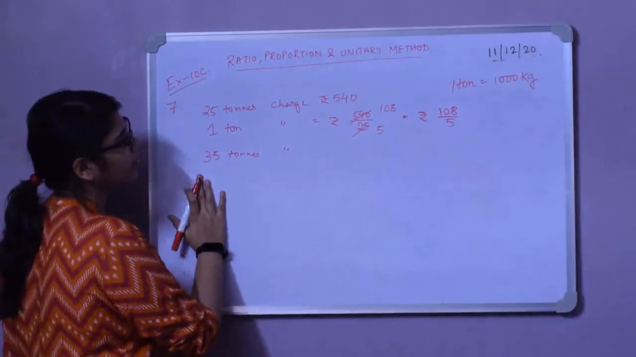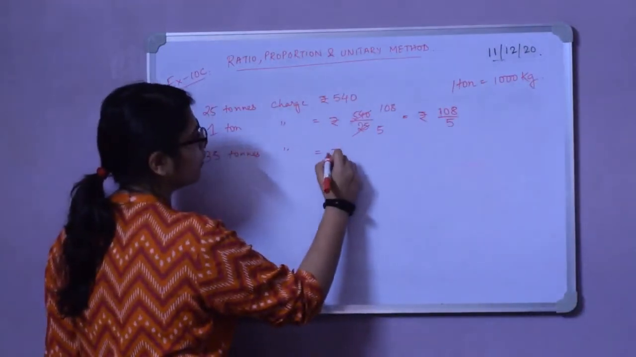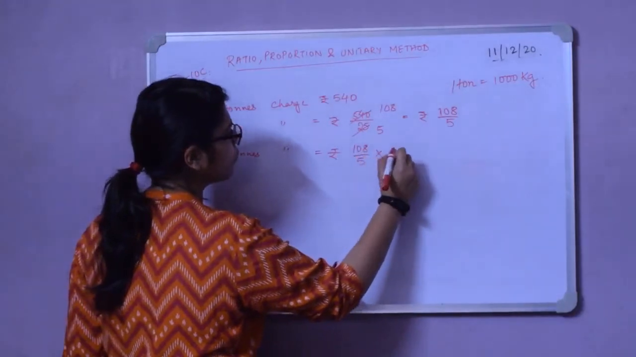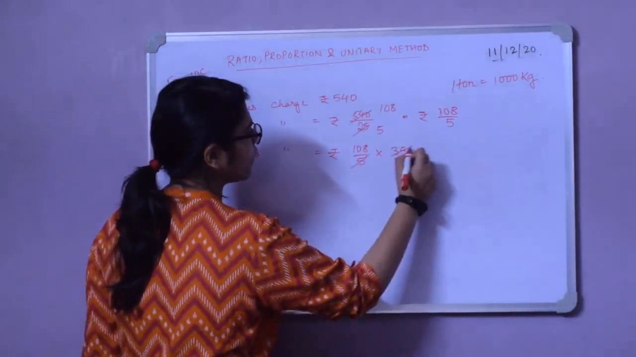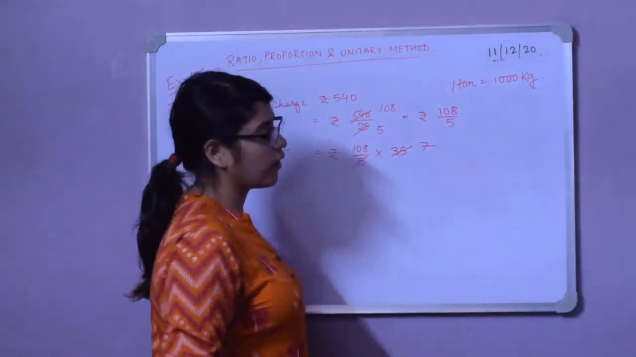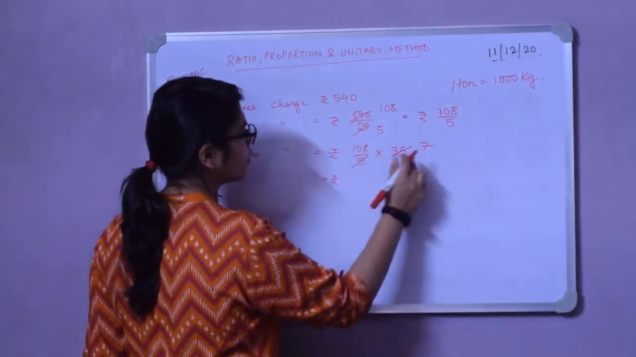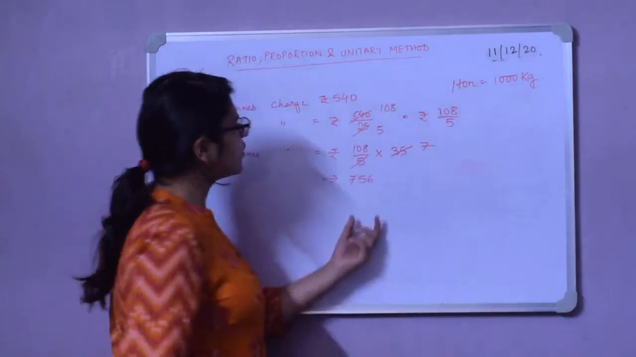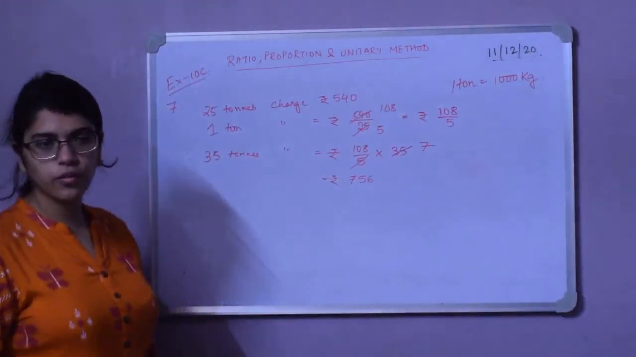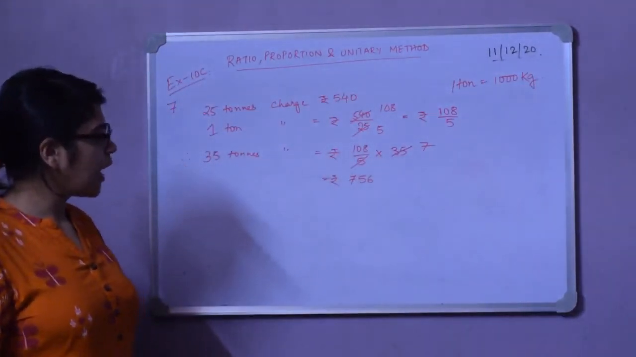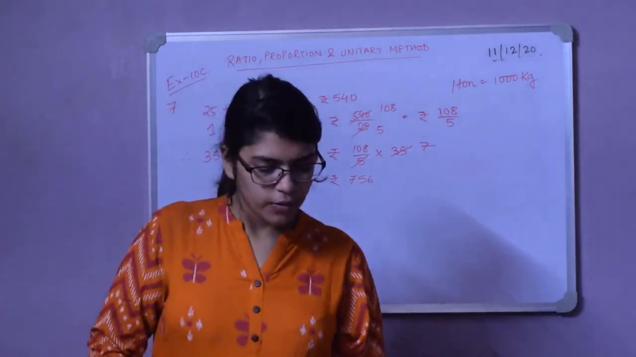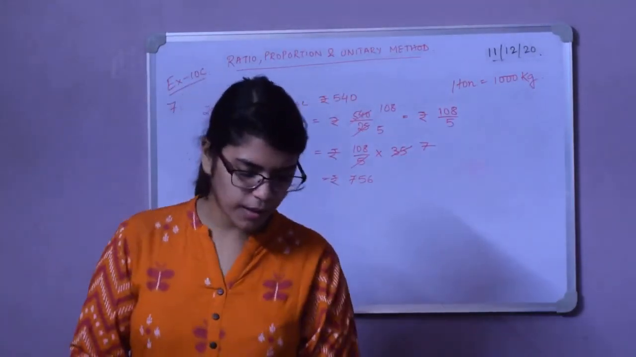That means 35 tons charge how much? Rupees 108 by 5 into 35. If I cancel 5, 7 times 5 is 35. So that means 108 into 7, which is rupees 756. So this is the charge that will be required to carry 35 tons. Okay, so that is what we have to do for these sums.